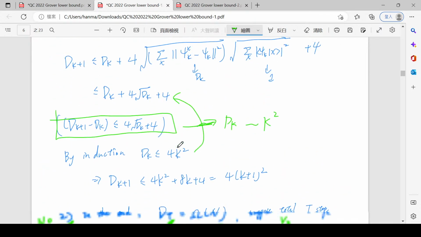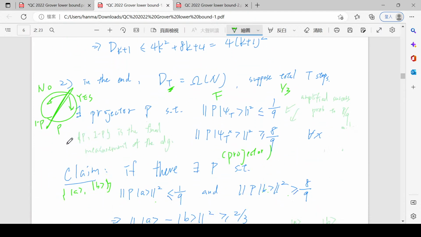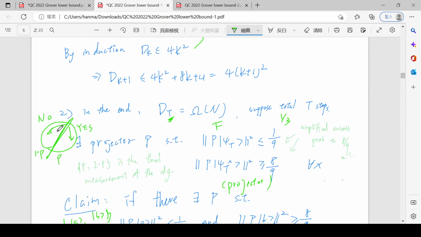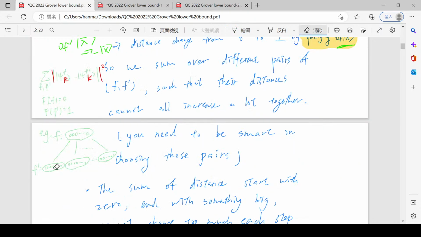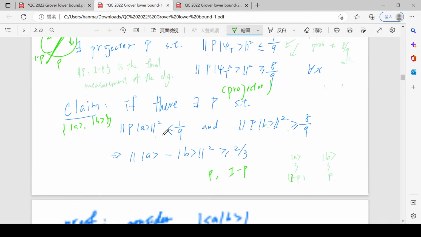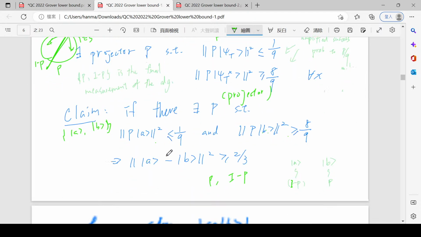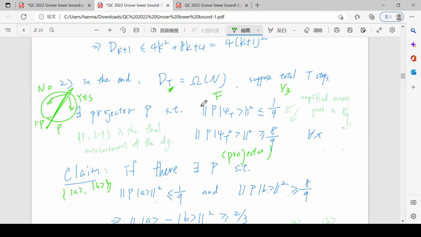So we show that this progress can at most grow quadratically, and we also prove that at the end of the algorithm, the total progress needs to be at least omega of big N. That is because we are summing over big N different pairs, and each pair needs to be at least a constant distance apart. And this is where we expand out to a lot of different approaches.